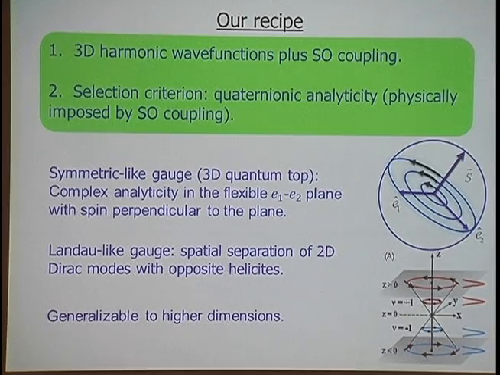What we need is actually quite simple. It's nothing beyond harmonic oscillators. But again, we don't want all the wave functions of the harmonic oscillator. We need to do some selection. The selection criterion is quaternion analyticity, and the physical implementation is spin-orbit coupling. So this cartoon basically shows the general configuration of the 3-dimensional Landau levels.